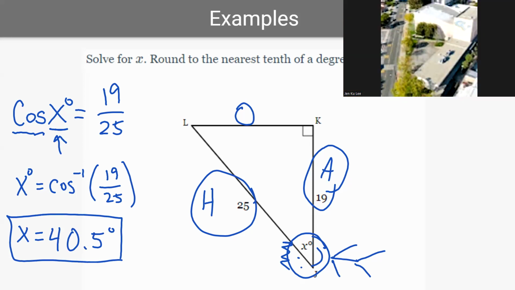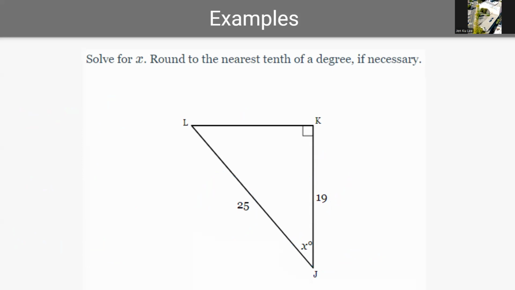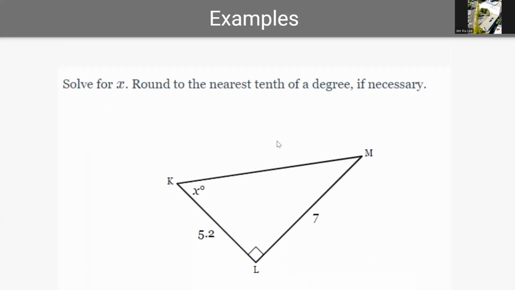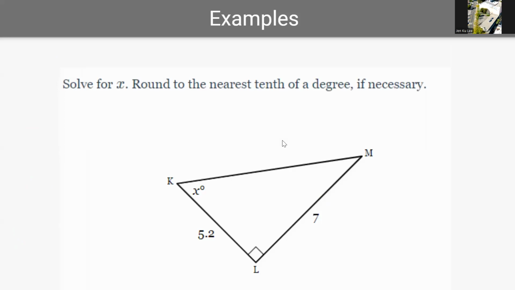Any questions so far about this one? Fairly simple. So we figured out a side, and we figured out how to get the angle. And that's about it, guys.